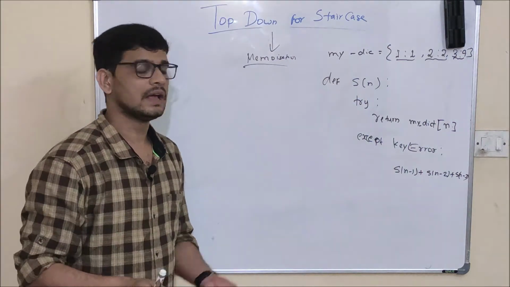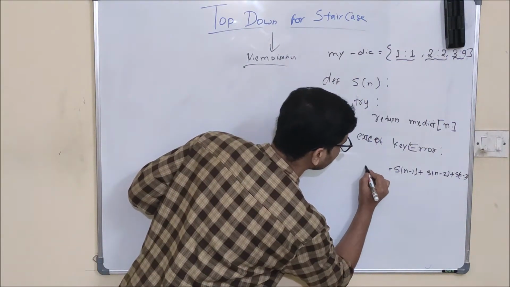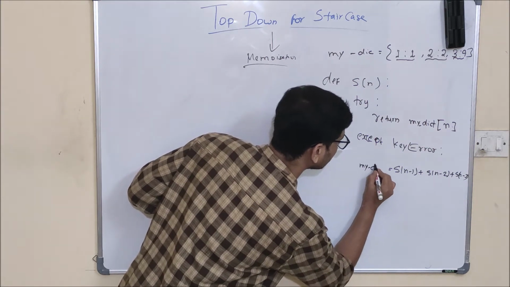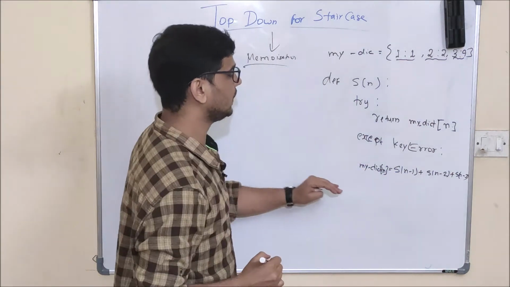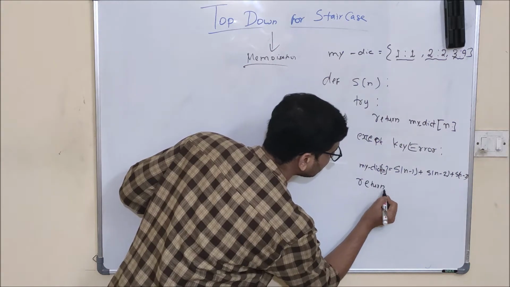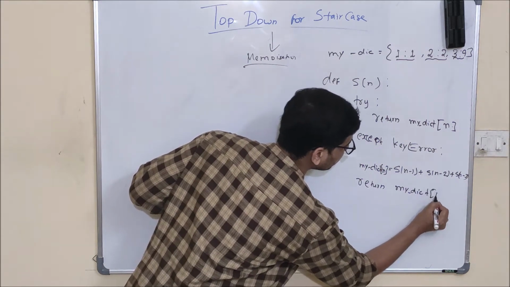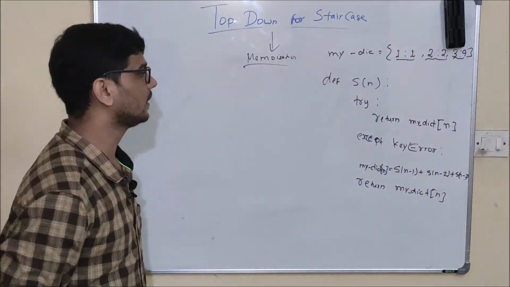And here, instead of returning it, first of all I will update it in the dictionary. Sorry for the indentation error, I do not have any space remaining. My dict of n, I will update it here, and in the next line I will return my dict of n. Now let's see how this program will execute in memory.